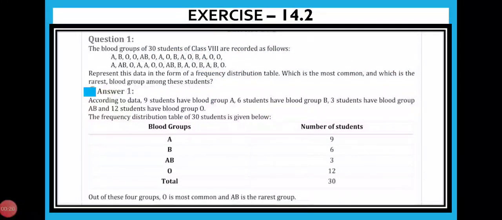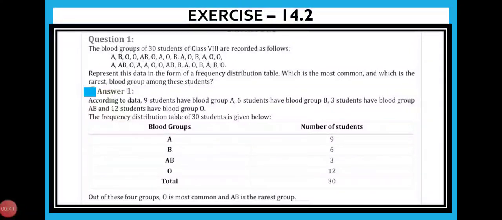The blood groups of 30 students of class 8 are recorded as follows. 30 students' blood groups are given below. Represent this data in the form of a frequency distribution table. Which is the most common and which is the rarest blood group among the students?